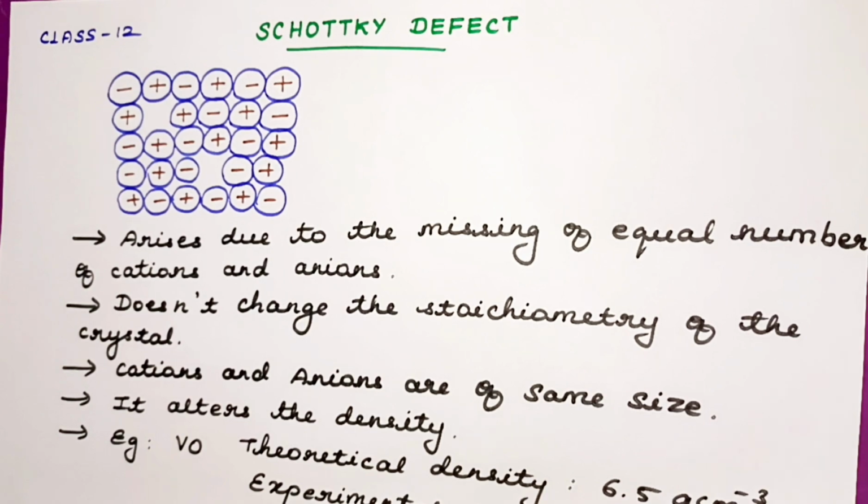Hello students, in this video we are going to see an important defect in solid state chemistry, that is Schottky defect. Already I have said that the four important defects are very most expected questions, that is Schottky, Frenkel, metal excess and metal deficiency defects. So in this video we are going to see this Schottky defect. At the end of the video, I will give an explanation in Tamil. So Tamil viewers, kindly watch till the end.